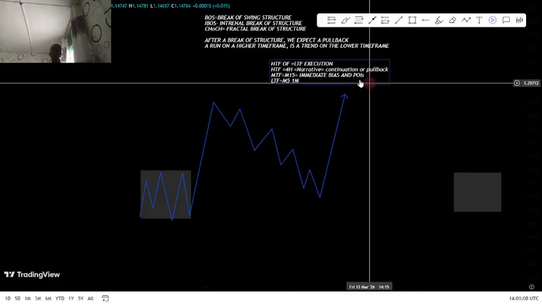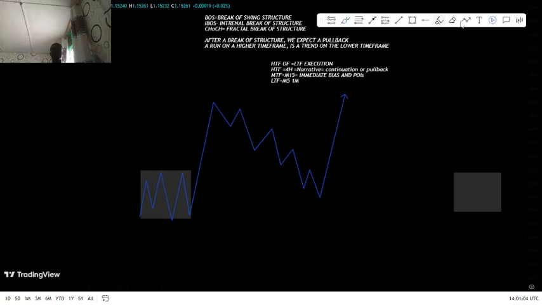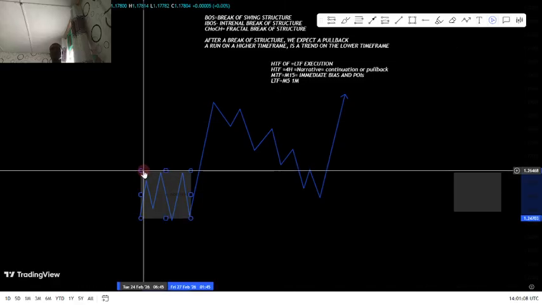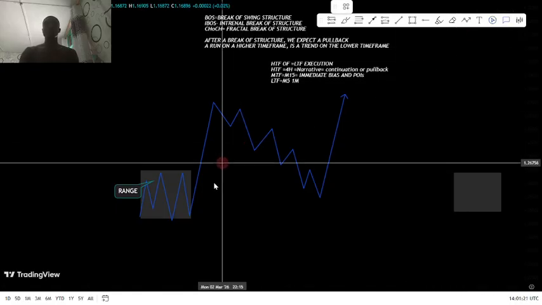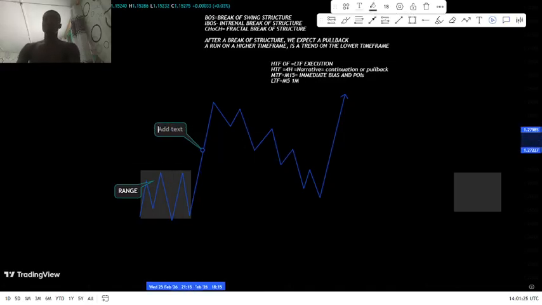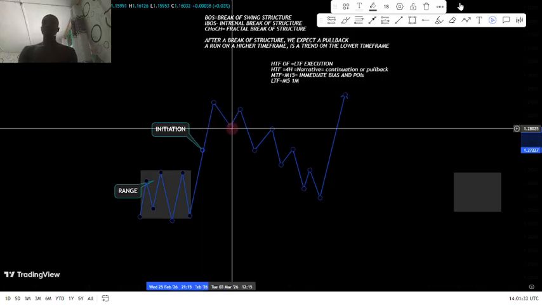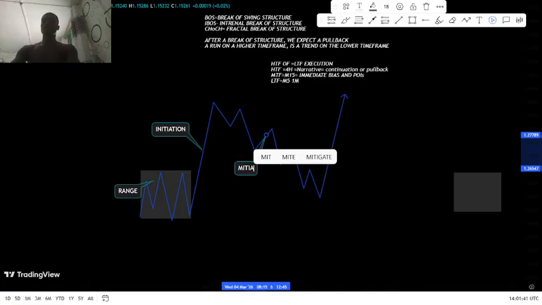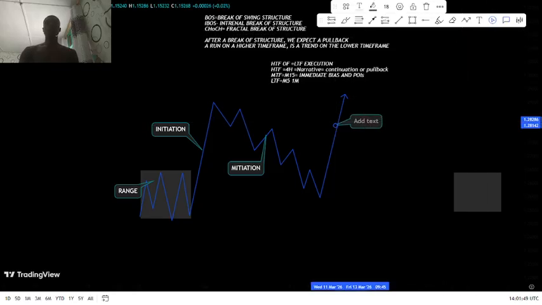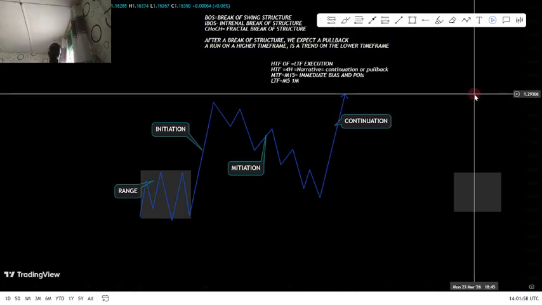Basically, this is it. So we have a name for it. This is what we call... So here is the range. Here is the initiation. Here is the mitigation, and we have the continuation. Okay, so this is it.